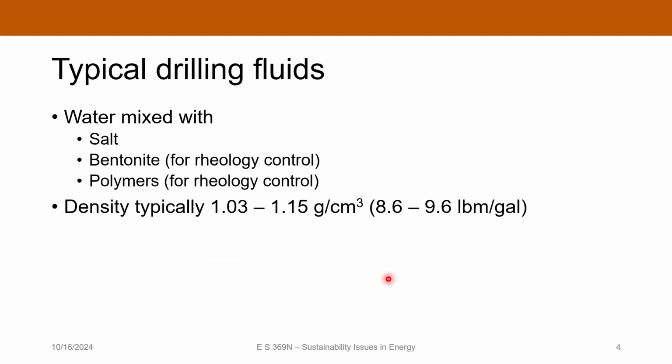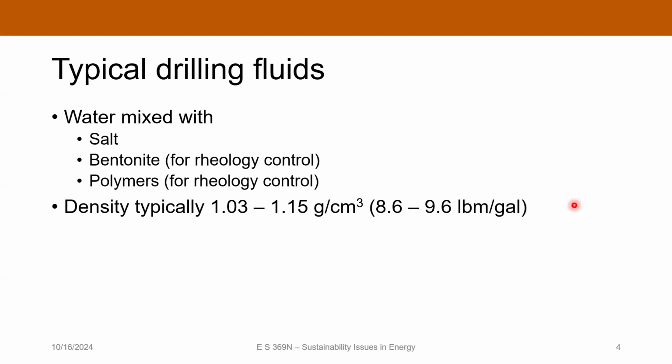So for geothermal wells, typically you're going to be using some type of salty water that's mixed with either bentonite, which is a type of clay, or types of polymers. And these help control the rheology of the drilling fluid, so the viscosity, the plasticity, and that sort of thing. And the densities that we're using are typically on the low end, so close to the density of brine. In grams per cc, it's 1.03 to 1.15.